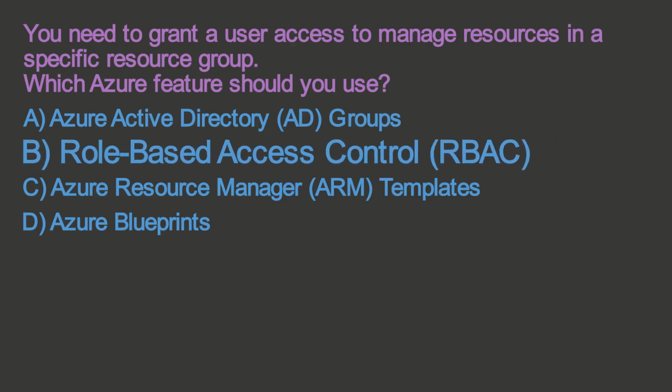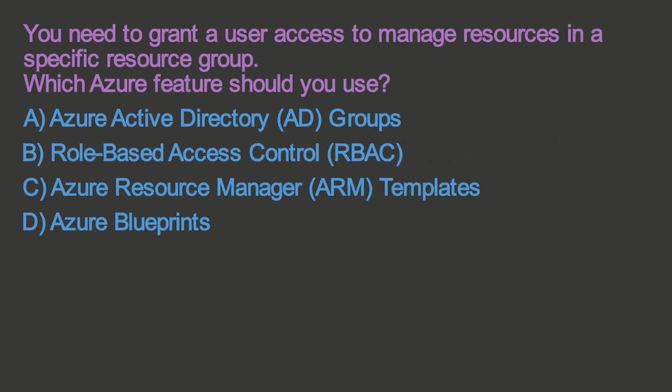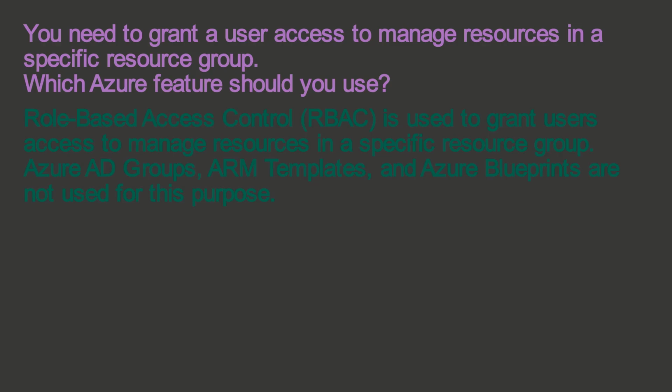The correct answer is B. Role-based access control. Role-based access control, RBAC, is used to grant users access to manage resources in a specific resource group. Azure AD groups, ARM templates, and Azure Blueprints are not used for this purpose.